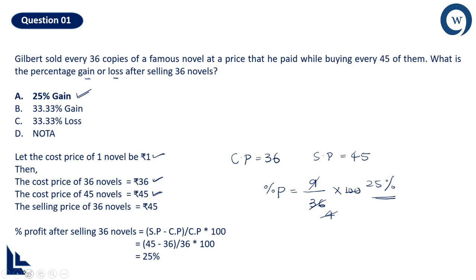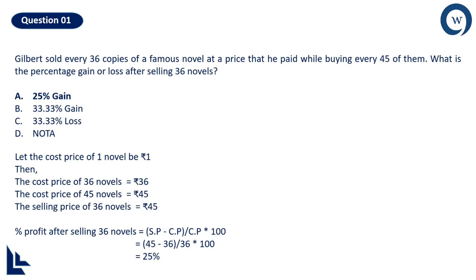Now this is the conventional method to solve the problem. Now let me give you a shortcut to find out the answer to this question. See here, every time whenever you get a problem like selling price of X items is equal to cost price of Y items, then you should always calculate the answer with this particular strategy.